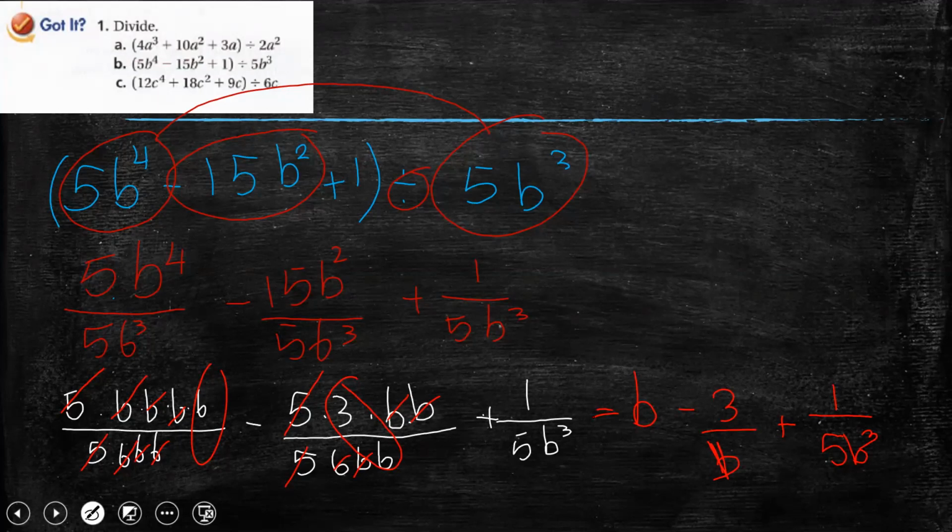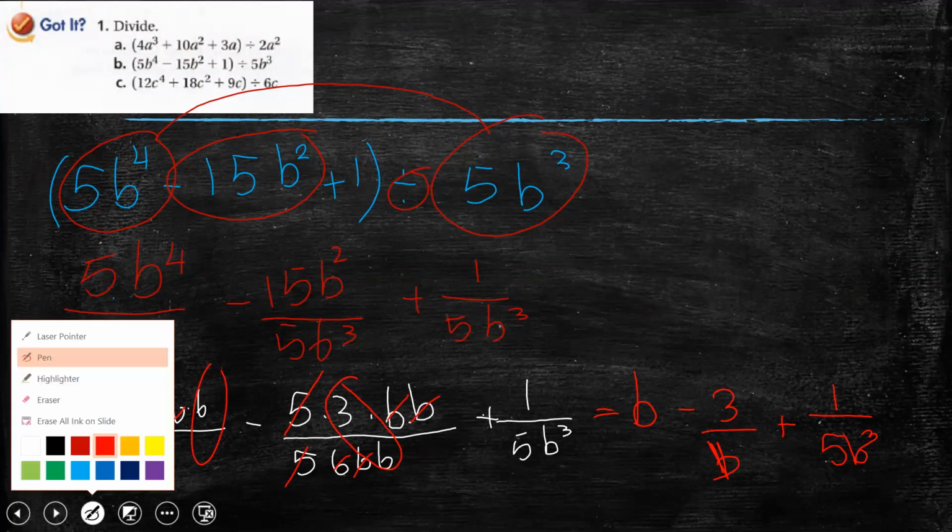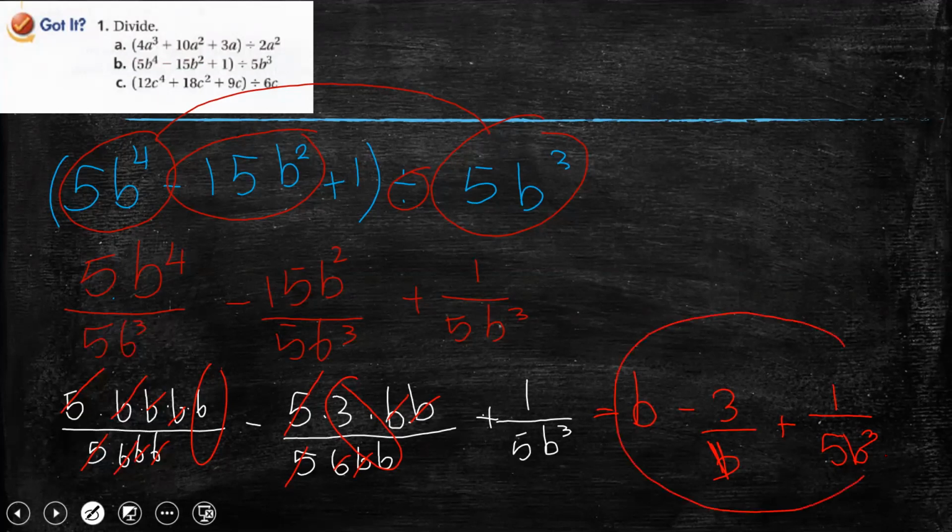This is how you divide a polynomial by a monomial. So what's the final answer like that? This one. Do we need to simplify, or can we simplify? No, it's already simplified. This is the answer. But since you made this step, that means you simplified.